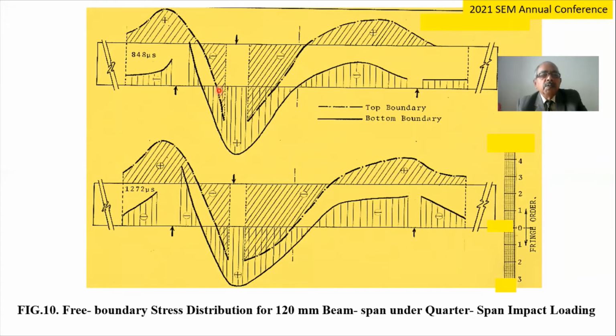And this chain dot line represents the top boundary. The solid line represents the lower, bottom boundary. This is the sequence for the 848 microsecond phenomenon, and the lower one is the 1272 microsecond phenomenon. The fringe pattern, with its fringe order, can be seen very clearly with a strip of millimeter grating.